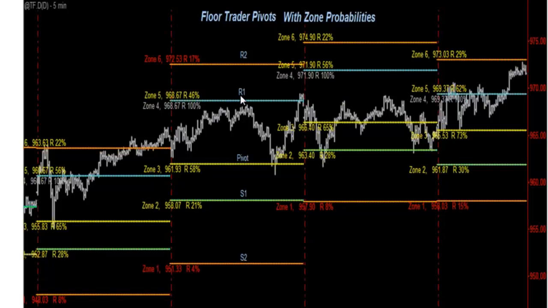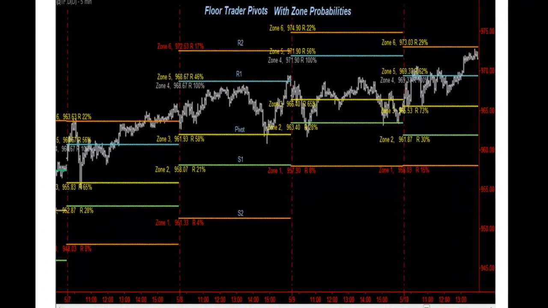On zone 5, between R1 and R2, there's a 45% chance that it will reach that zone. And zone 4, there's a 100% chance that it will reach that, because it was reached on the open of the day, so it was immediately 100%, and so forth on down the list. We'll get back to how this all works in a minute, but I just wanted to give you an idea of what the end result is, which is to give you some odds as to where the price is likely to go today. Now, how do I know that?